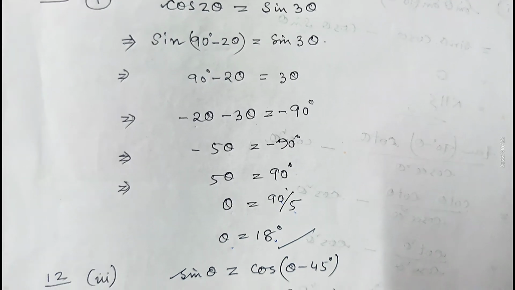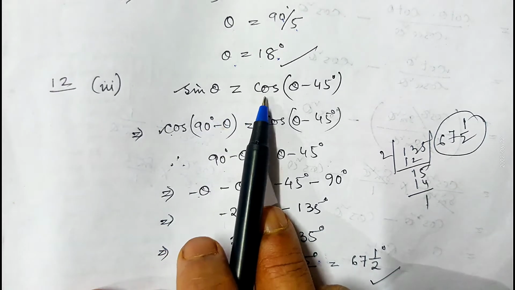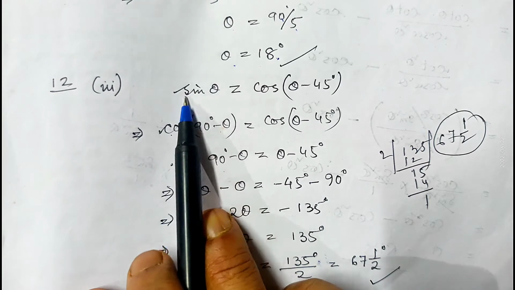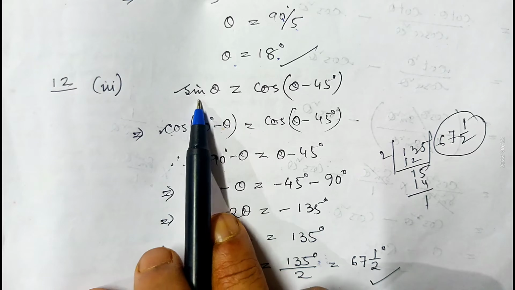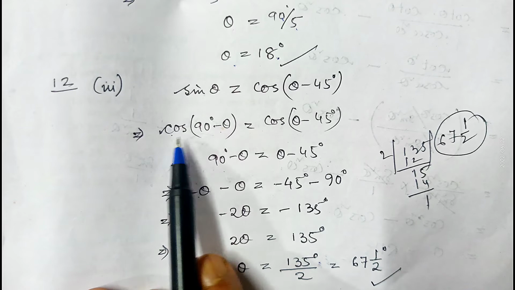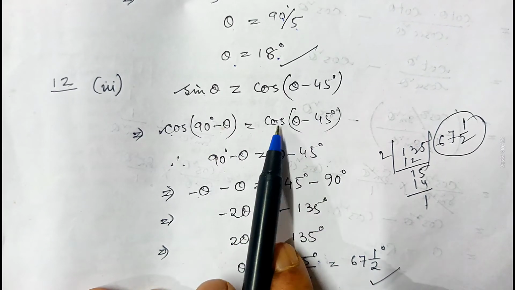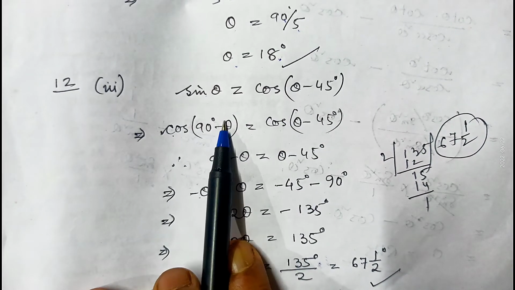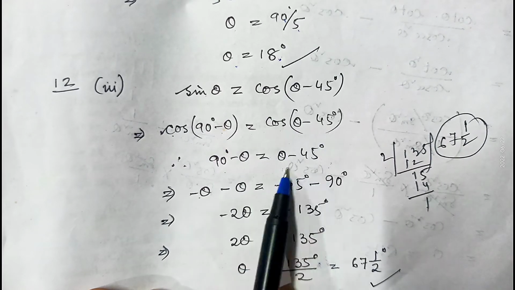Now if you see the 12th third part, here also same question. Here it is given sine theta is cos of theta minus 45, and we have to find the value of theta. Here in the left hand side it is given in terms of sine, and here it is cos. So we have to change this sine to cos, then only I can compare. So sine theta can be written as cos of 90 minus theta equals cos of theta minus 45. So since cos of this angle equals cos of theta minus 45, that means 90 minus theta must be equal to theta minus 45.